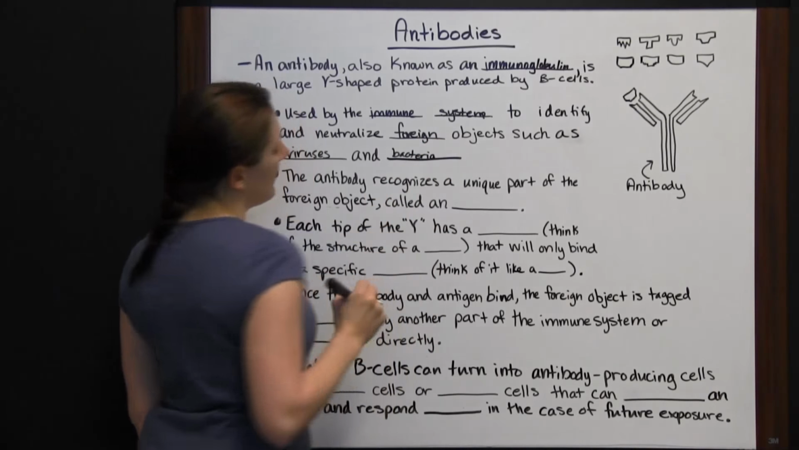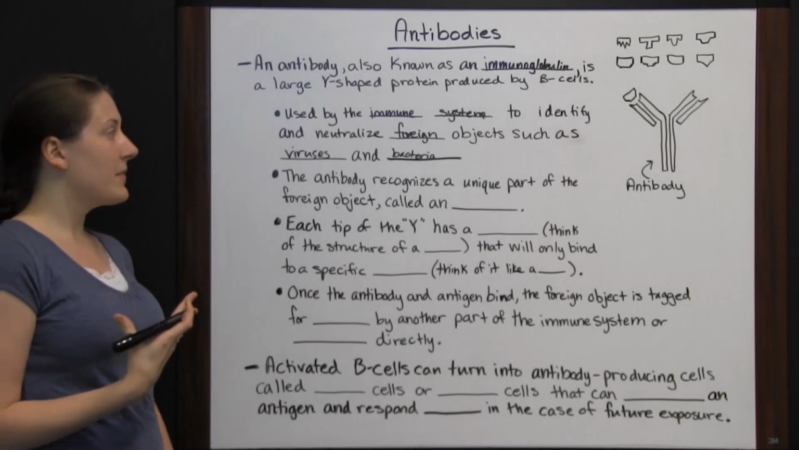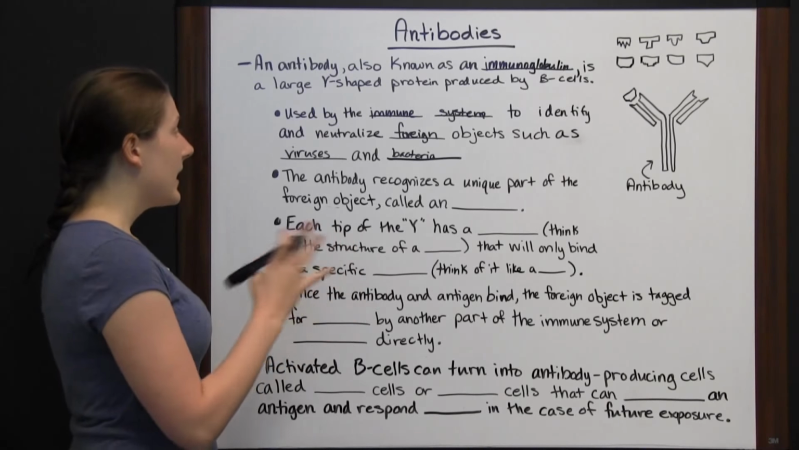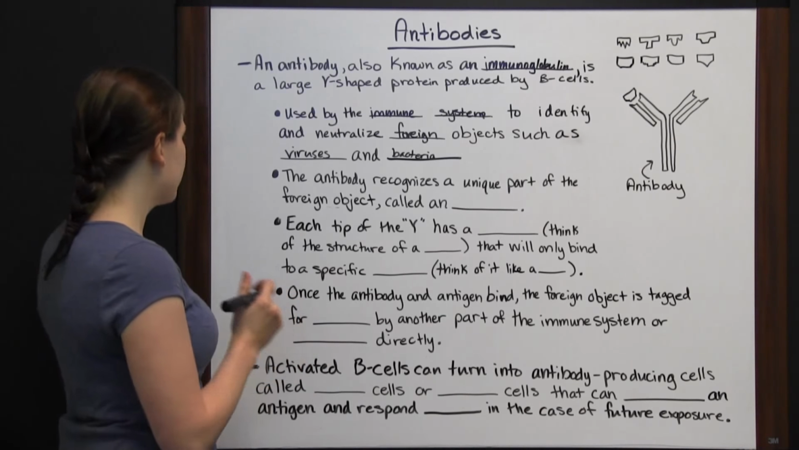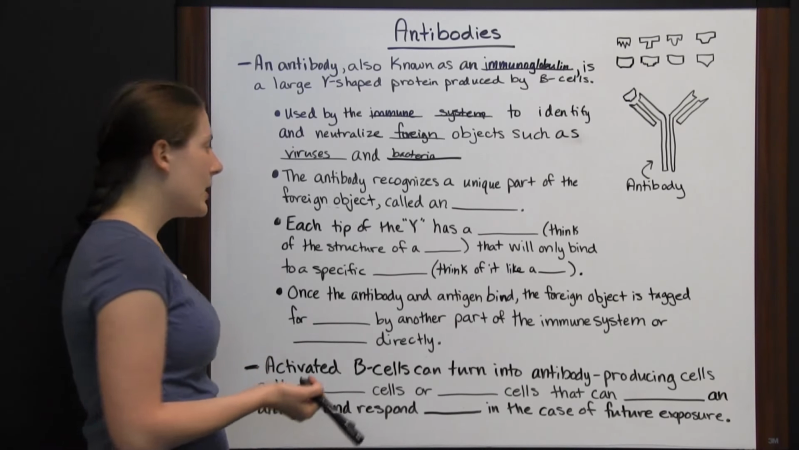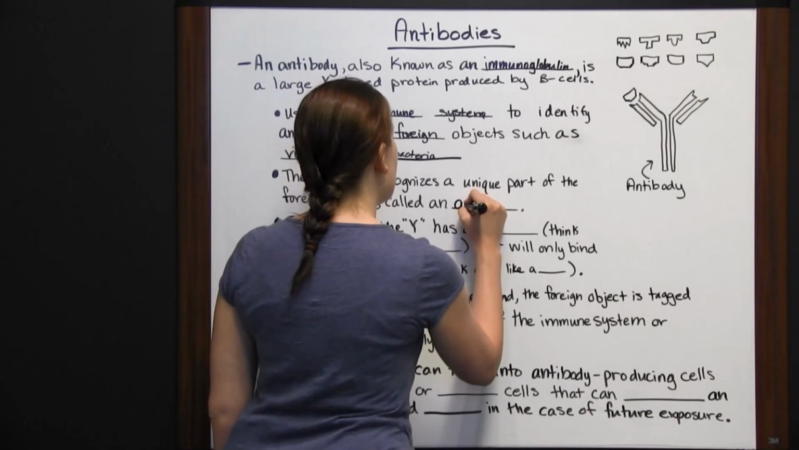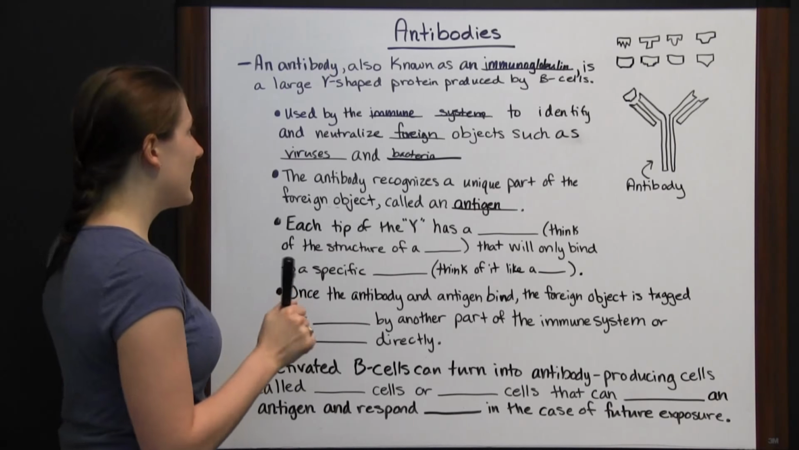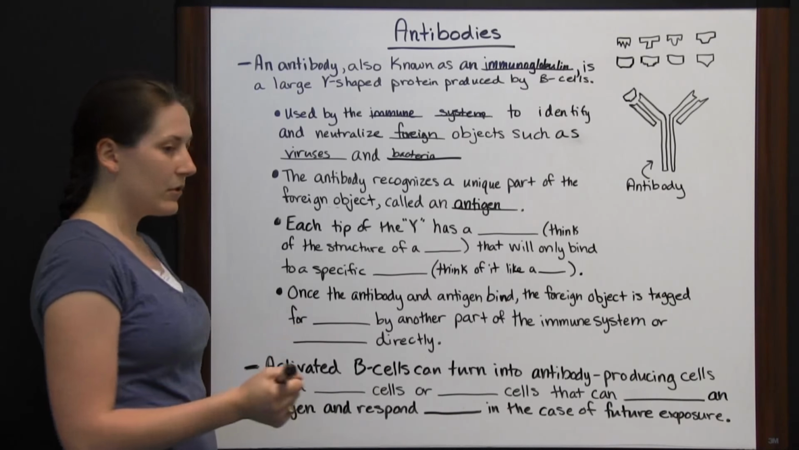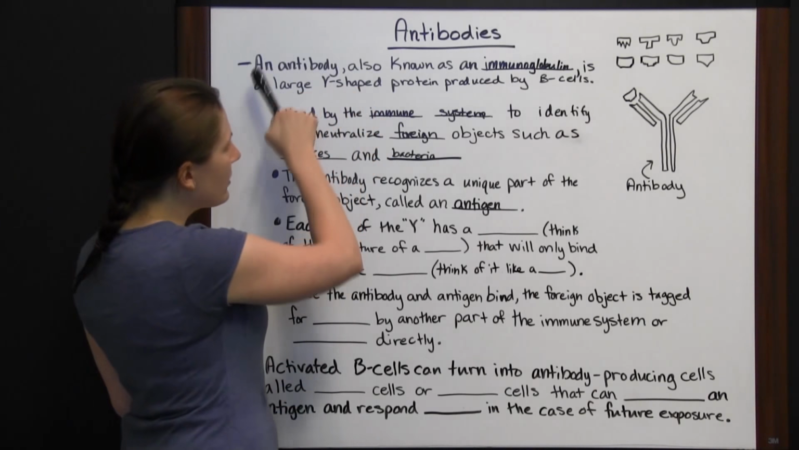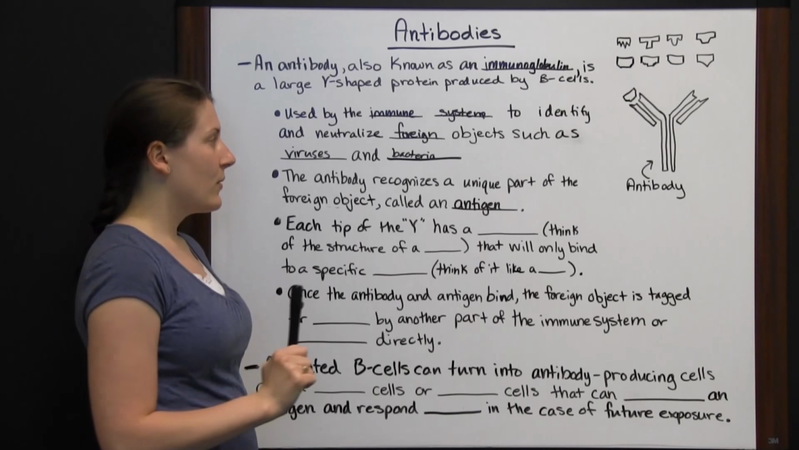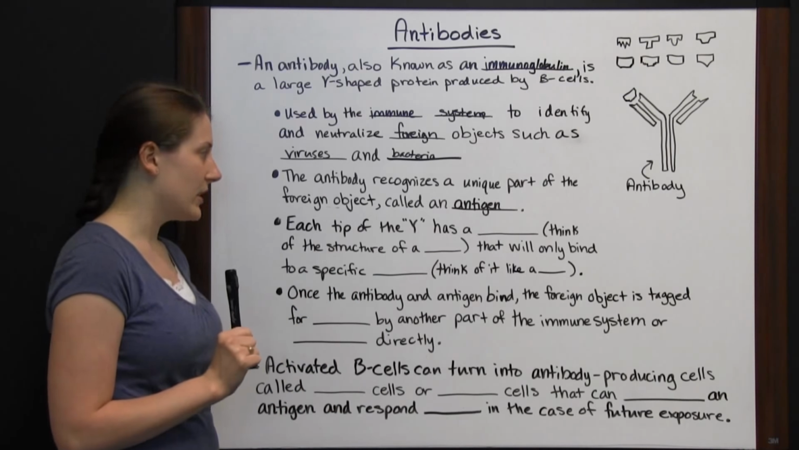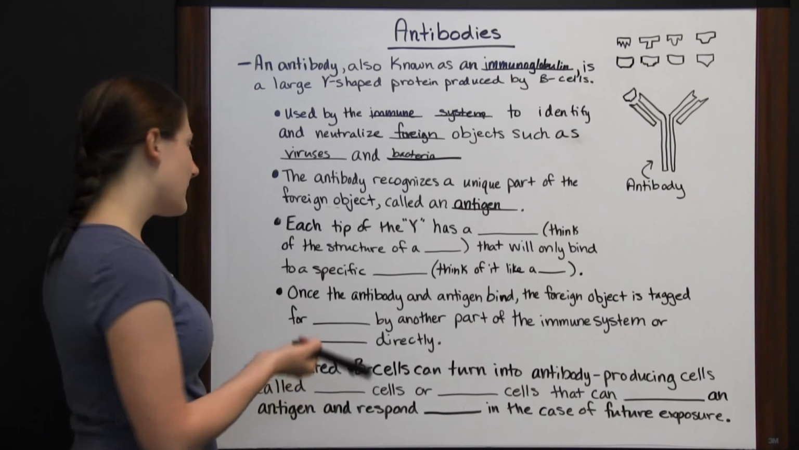So if you inhale or ingest something that is foreign to your system, antibodies are going to kick in and try to neutralize these foreign objects. The antibody recognizes a unique part of the foreign object called an antigen. So it's important to remember the difference between these two, since antigen and antibody are both similar to each other. The antibody is what's part of the immune system and is going to stop the foreign objects. The antigen is a specific part of that foreign object that we're going to try to neutralize.